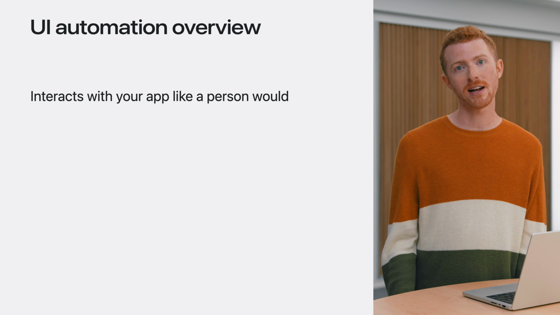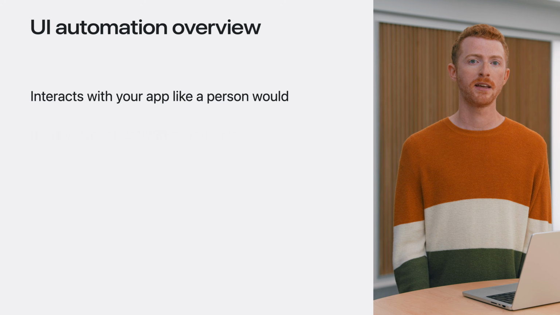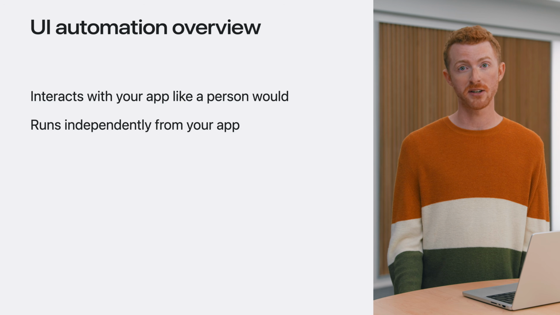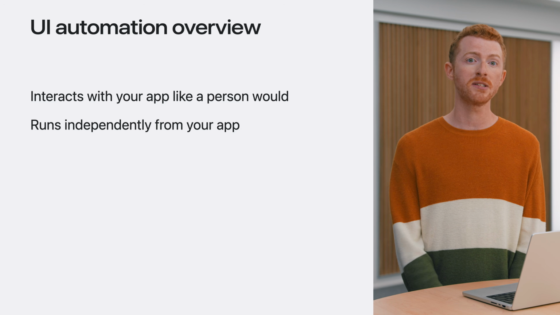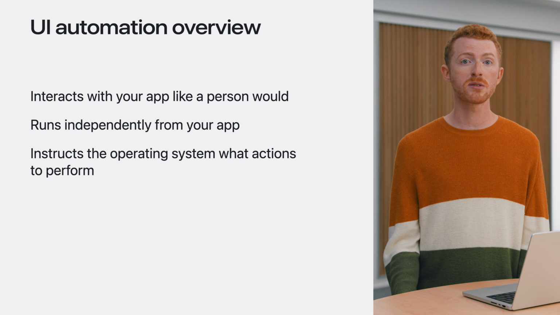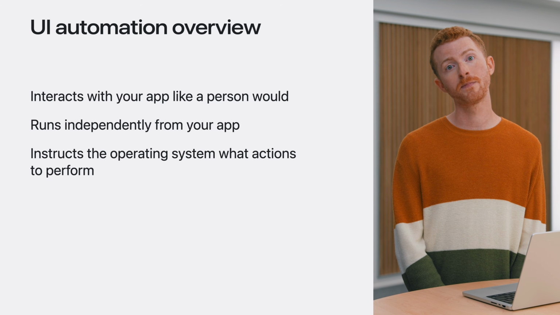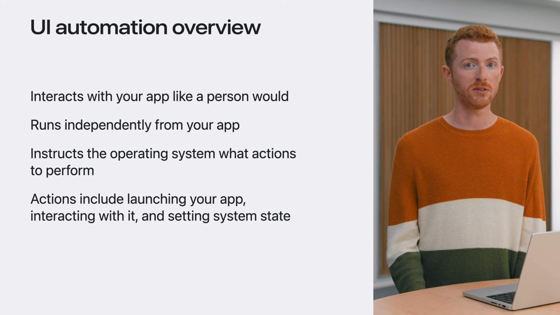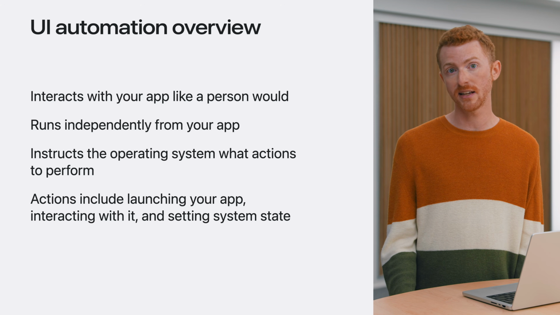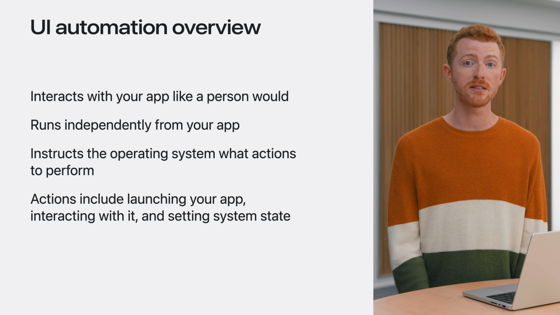UI automation interacts with your app as a person does, using gestures and hardware events. Automation runs completely independently from your app, so your app models and data are not directly accessible. UI automation tells the operating system which gestures to perform, then synchronously waits for them to complete one at a time. These actions include launching your app, interacting with buttons and navigation, setting system state like dark mode, and even setting a simulated location for the device if you wanted to.